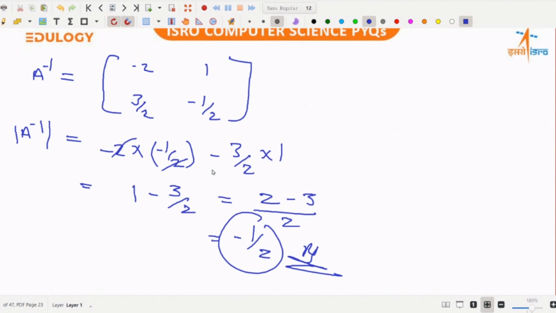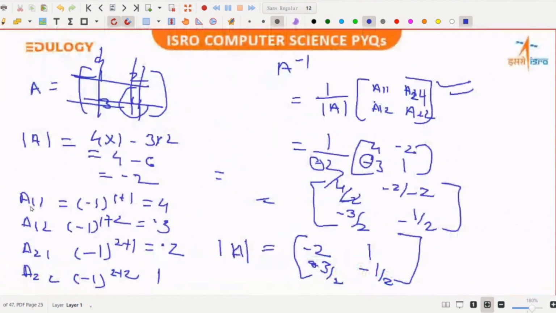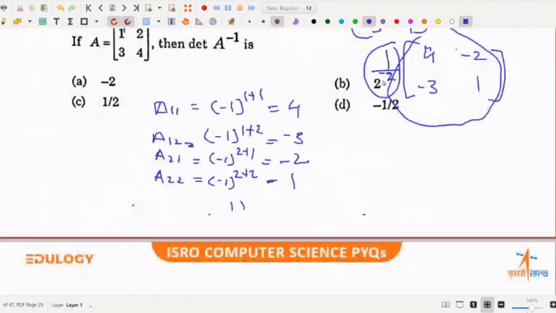In the morning session, I was solving this correctly. I didn't make any mistake, and the formula was also correct. But at the end, I simply calculated the determinant of this minor. I didn't add this part. That's why your answer was coming minus 2, but your correct answer is minus 1 by 2. So your doubt is clear? Yes or no? Vikas, Mahesh, Abhishek.